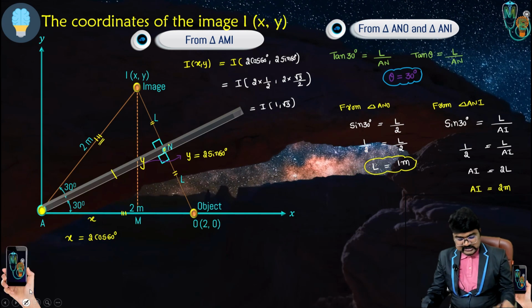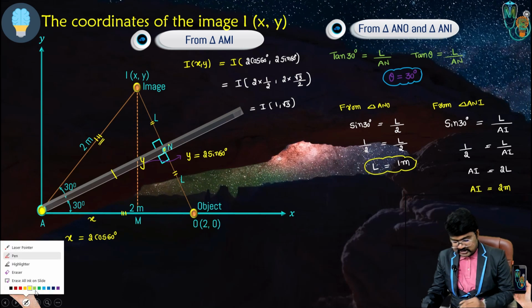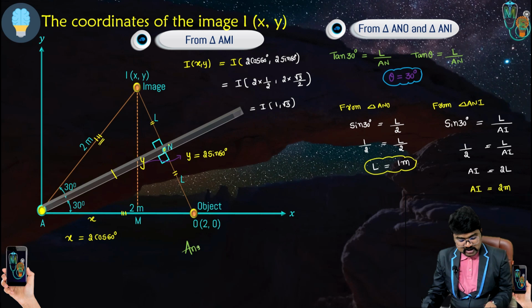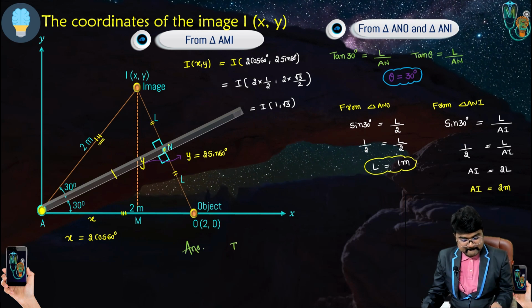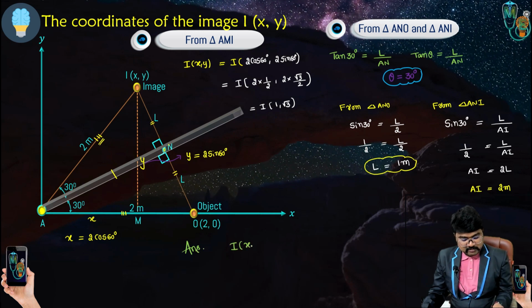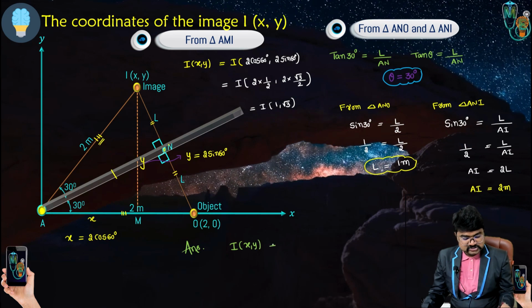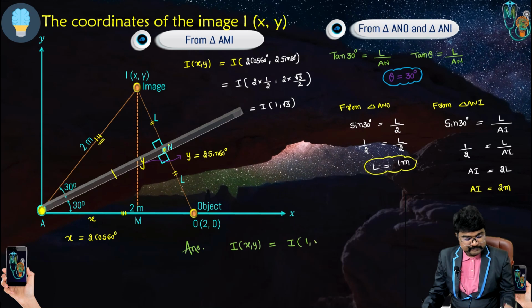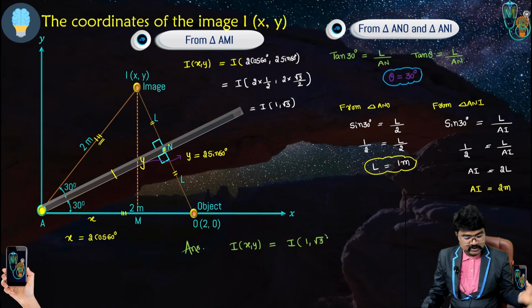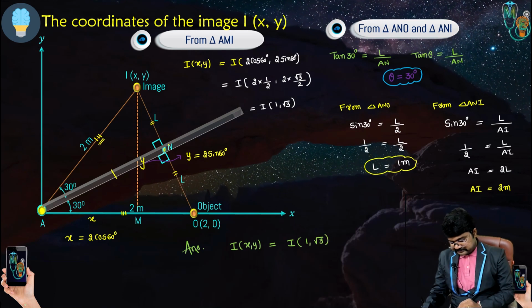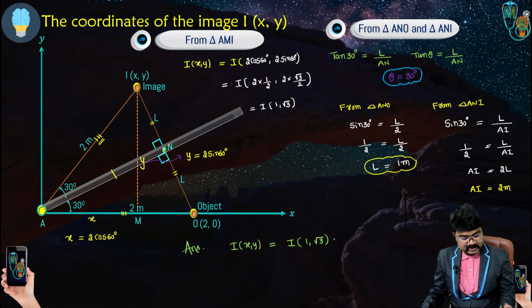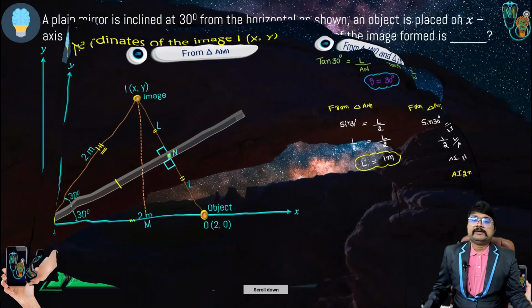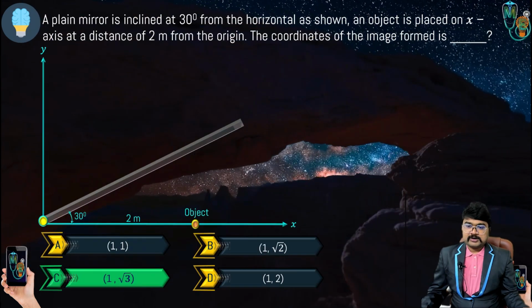What is the final answer to this question? I(X, Y) equals I(1, root 3). This is the final answer to this question. Clear? 1 comma root 3.